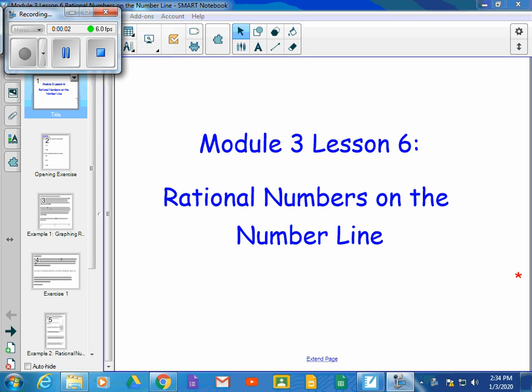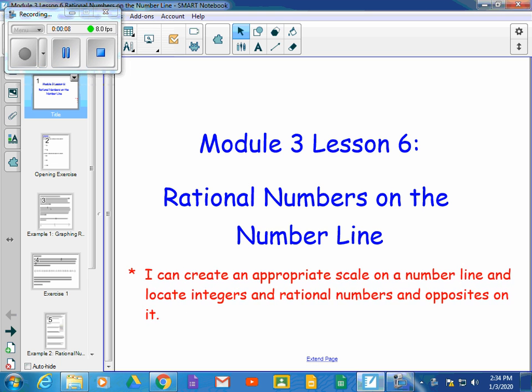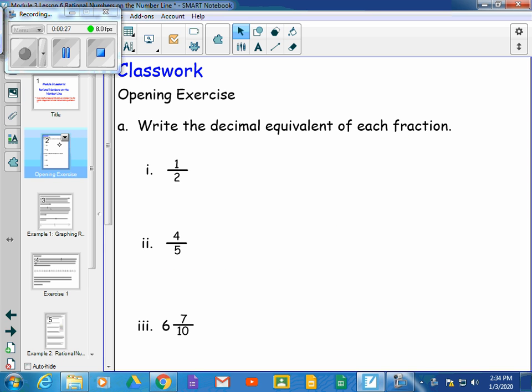This is Module 3, Lesson 6, titled Rational Numbers on the Number Line. Our goal for this lesson: I can create an appropriate scale on a number line and locate integers and rational numbers and opposites on it. As always, make sure that you watch the videos as many times as necessary, pause where necessary, and take good notes. Let's go to the opening exercises to warm ourselves up.